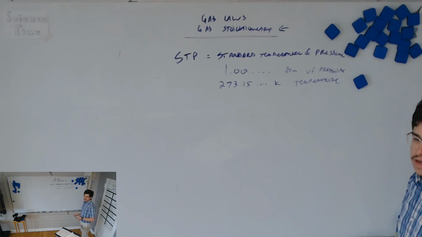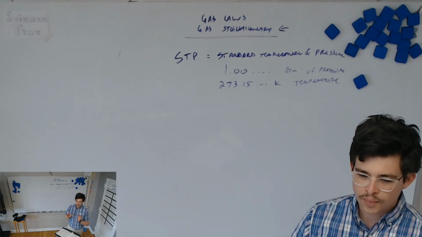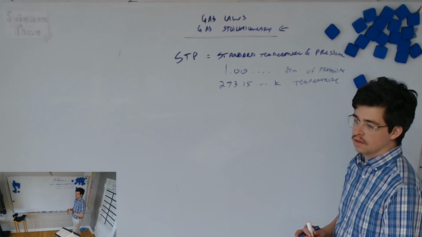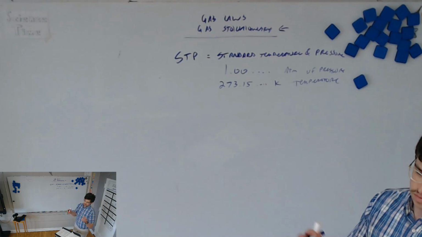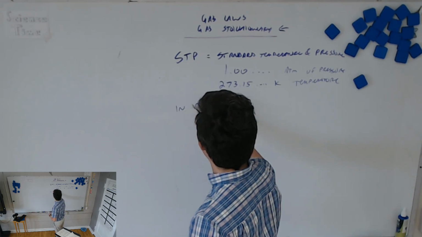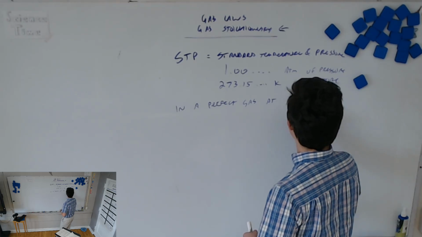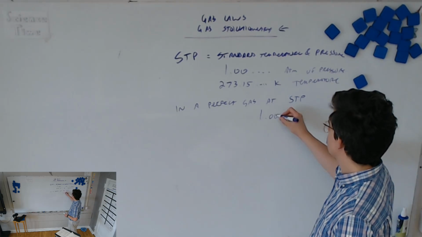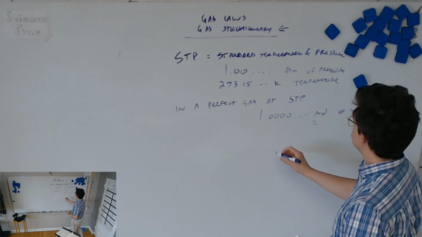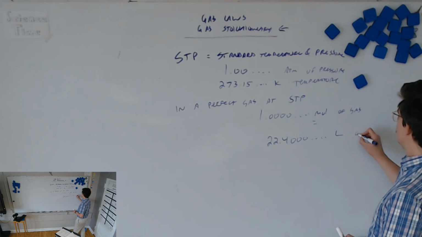This is important because for a perfect gas, that means a gas that is made of atoms that only have perfectly elastic collisions, that only bounce and never interact in any way other than bouncing, at STP, 1.000 mole of gas equals 22.4 liters of that same gas.